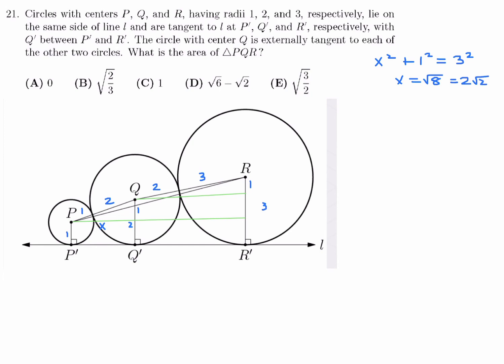We can also figure out the length of this side right here, from there to there. I'll call that y. So y squared plus 1 squared is the hypotenuse squared, which is 5 squared. So that means y is root of 25 minus 1, root 24. And that is 2 root 6.